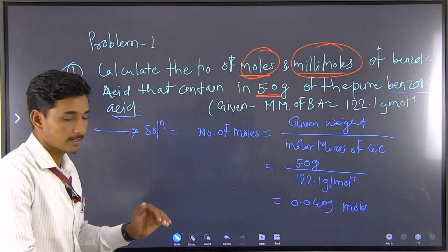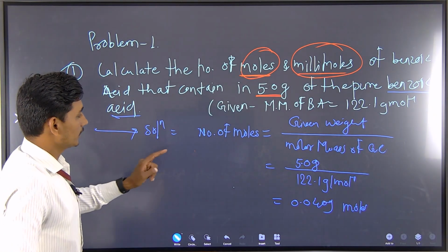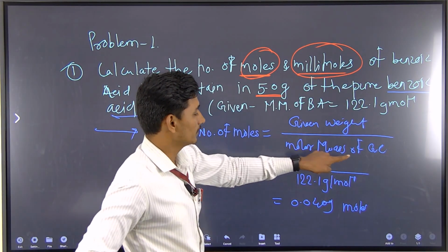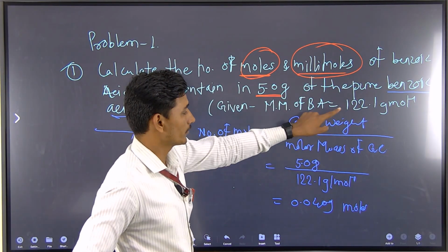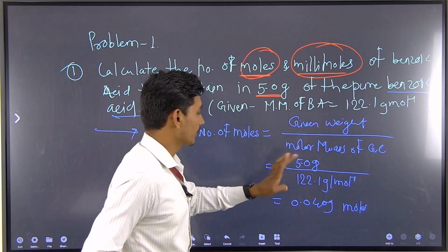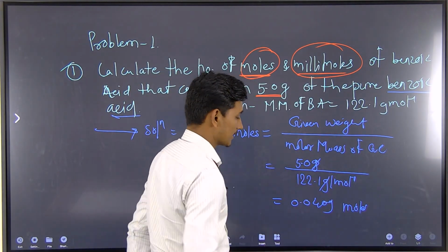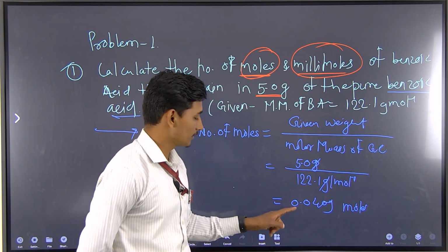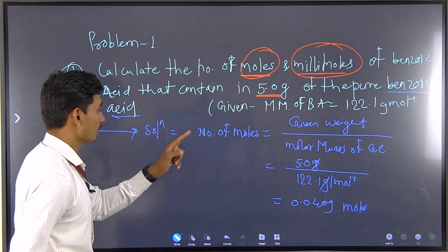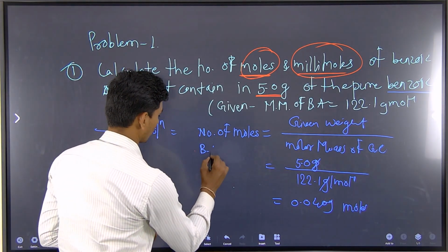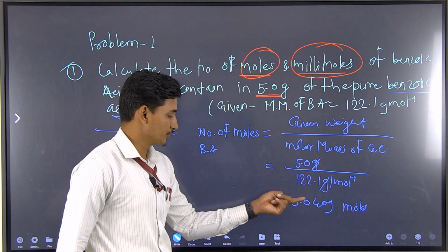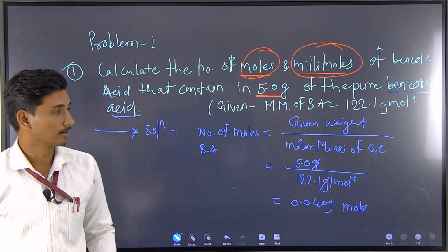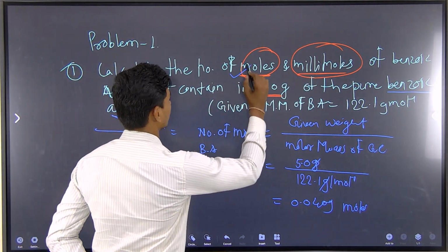How will you calculate? Again I will repeat the problem. The given weight of benzoic acid is 5 gram, and the molar mass of benzoic acid is 122.1 gram per mole. Here gram and gram are cancelled, so by further calculation we get the answer. The number of moles of benzoic acid is 0.0409 moles.